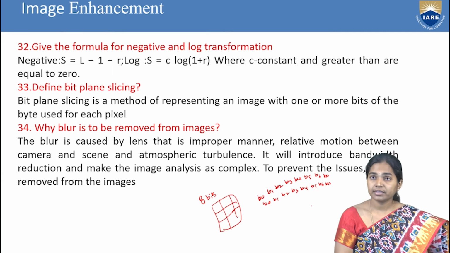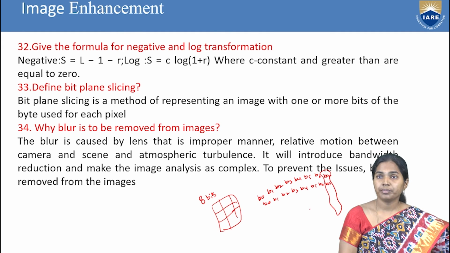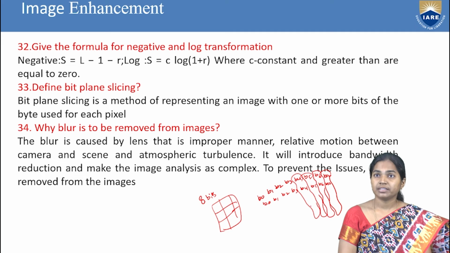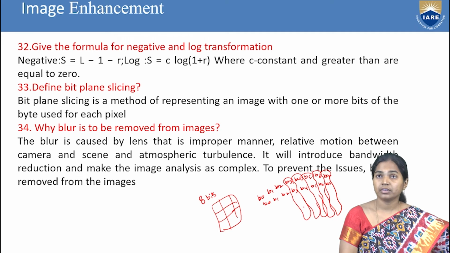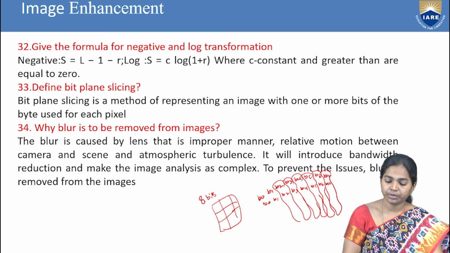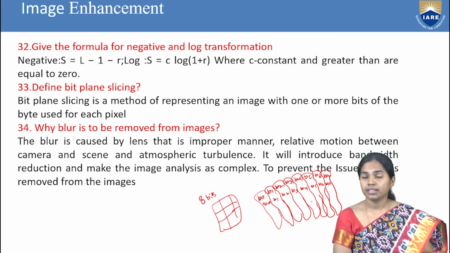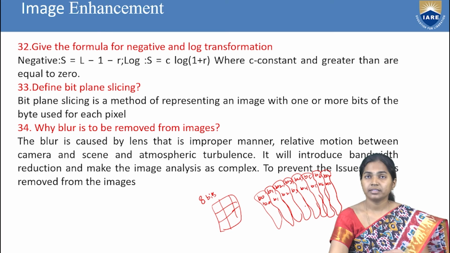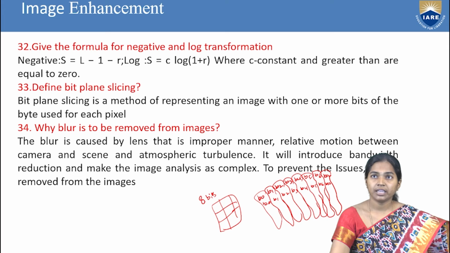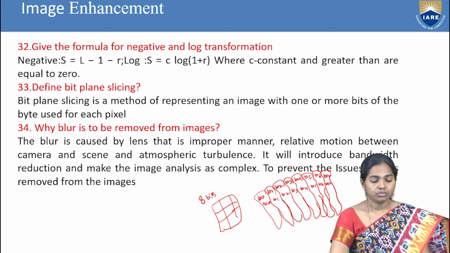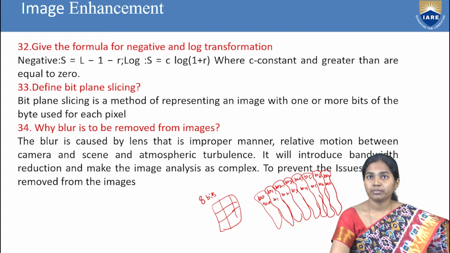If I apply bitplane slicing on the 7th bit, it changes the 7th bit of all the pixels. If I apply it on the 6th bit, it changes the 6th bit in all the pixels. Likewise B5, B4, B3 and so on. So we are applying the function on each and every bit of all the pixels at a time. Bitplane slicing is a method of representing an image with one or more bits of the byte used for each pixel.